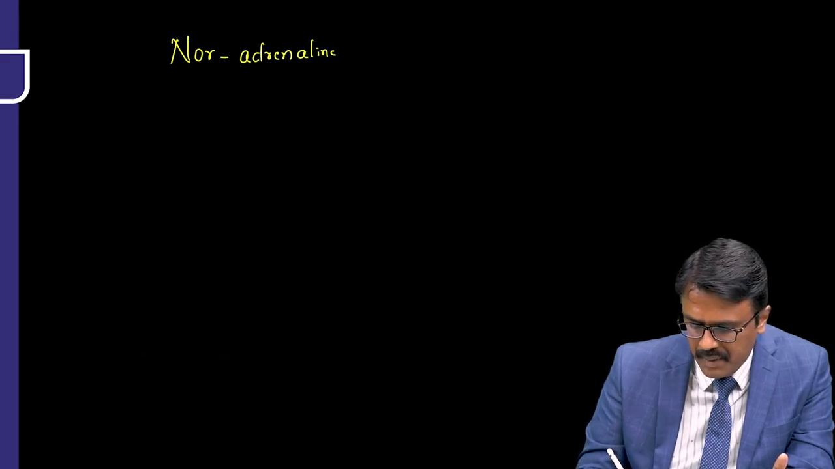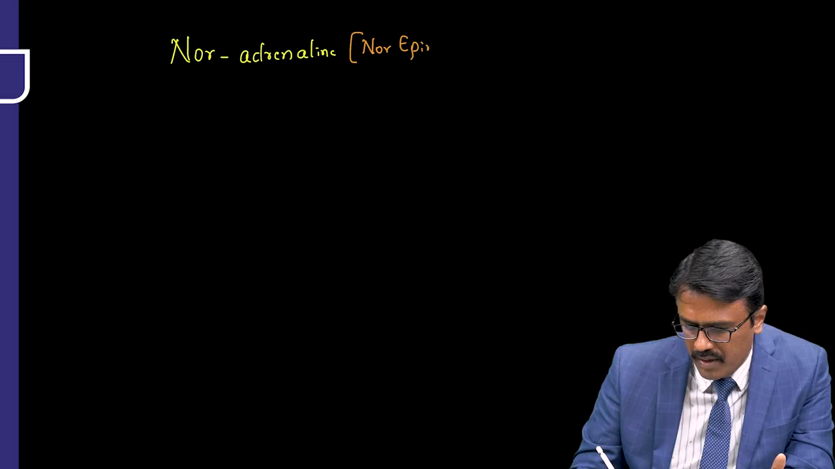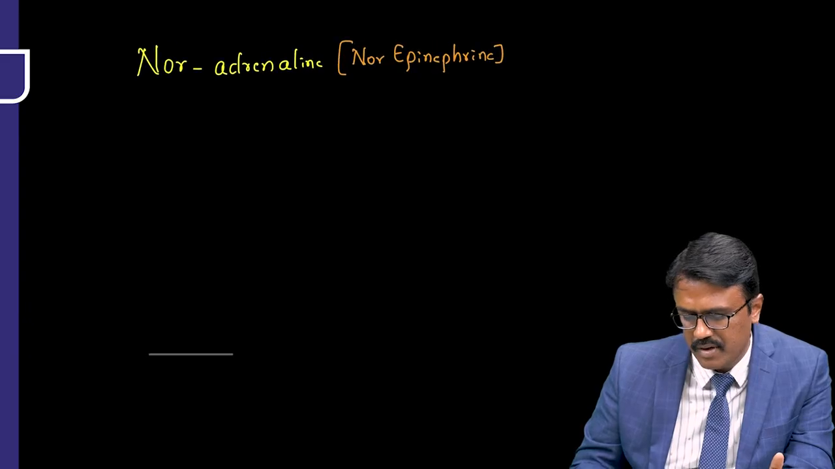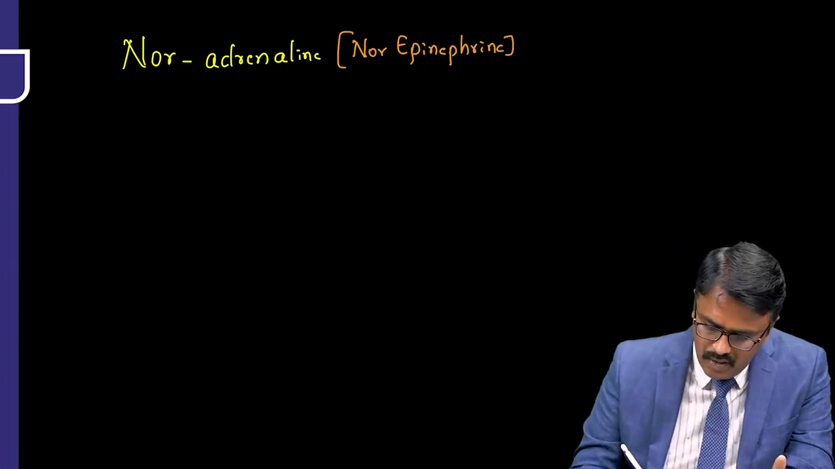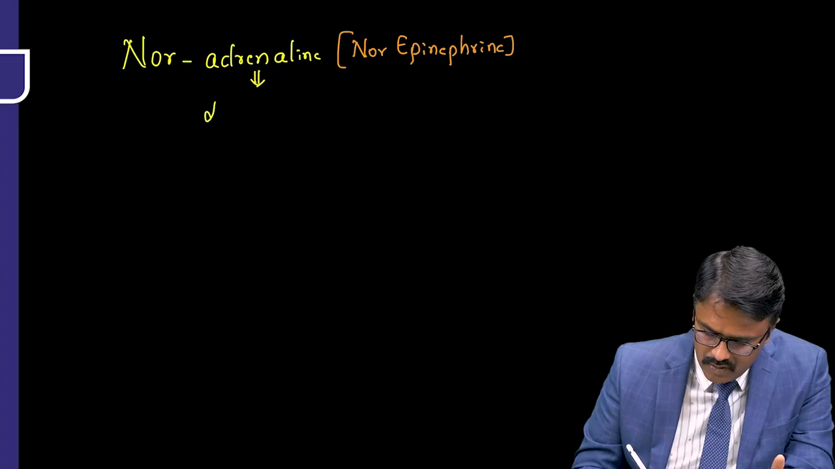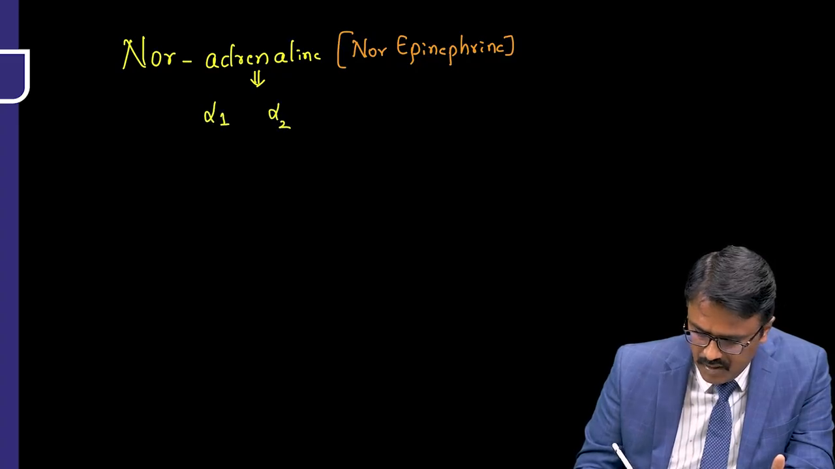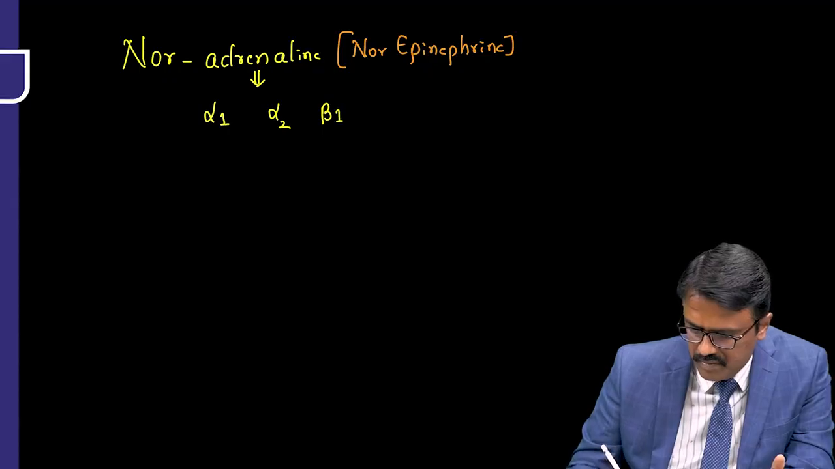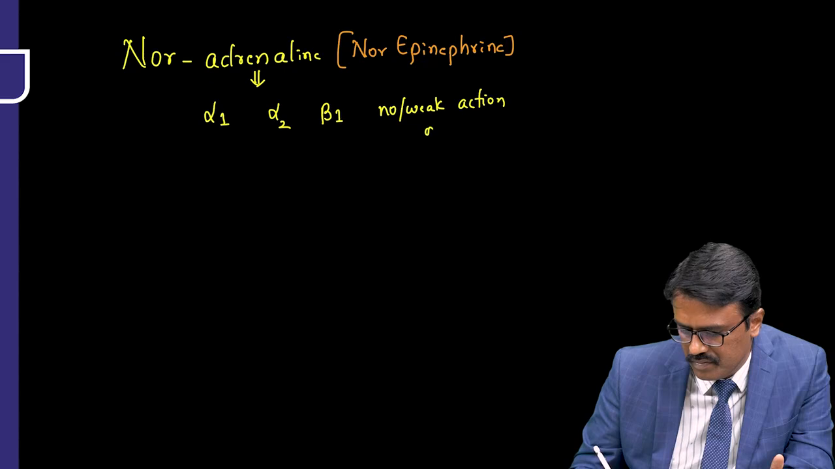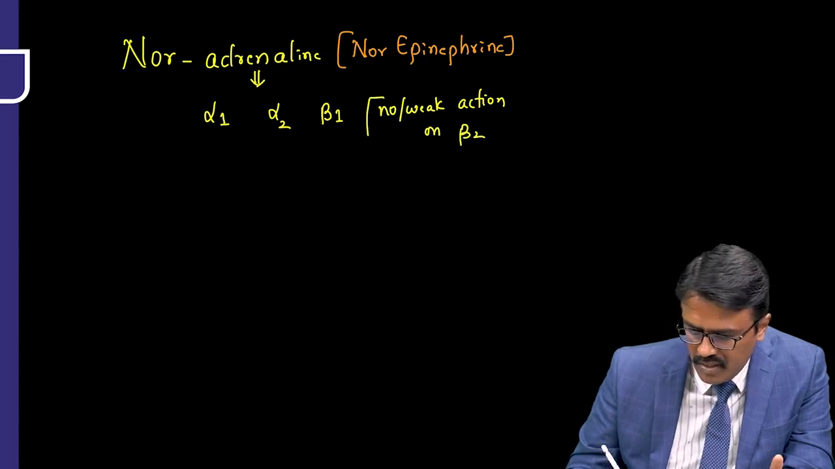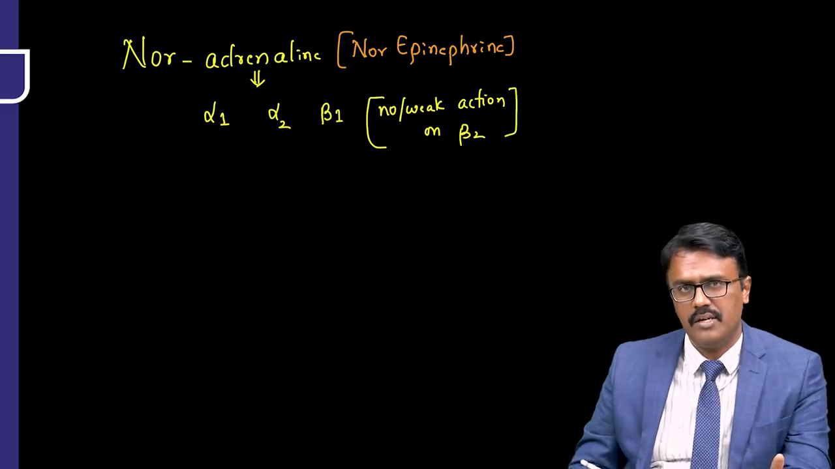Noradrenaline is also called norepinephrine. So adrenaline is also called epinephrine. Okay, so we are discussing noradrenaline. Noradrenaline, as the name suggests, acts on alpha 1, alpha 2, beta 1, with no action or weak action on beta 2. So the beta 2 action is not seen with noradrenaline.